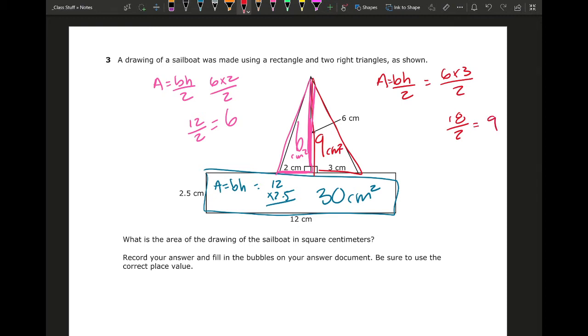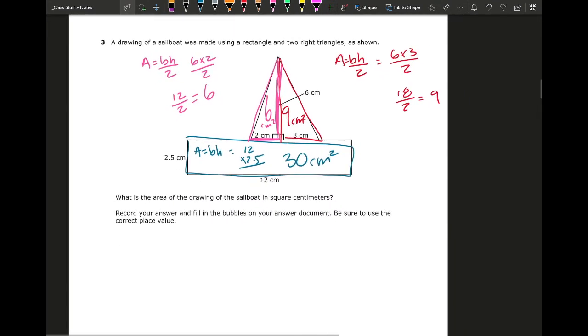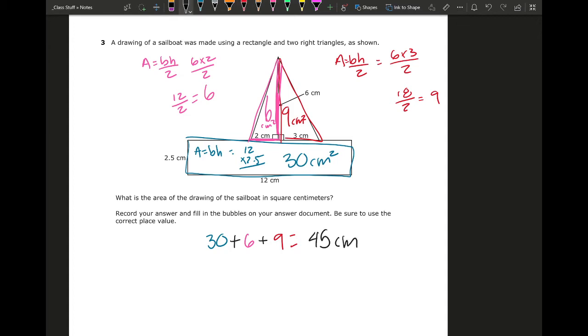And to find the composed area, this was actually a pretty simple question for the STAAR test. All we have to do is add them all up. So we have 30 plus 6 plus 9. 30 plus 6 is 36 plus 9 is 45 centimeters squared.